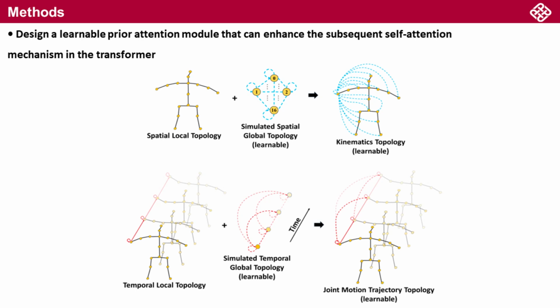Similarly, TPA connects the same joint across consecutive frames to build the temporal local topology, and it constructs a simulated temporal global topology by exploiting learnable vectors, dotted line, to connect the joints among all neighboring and non-neighboring frames. Then, TPA combines the two topologies to obtain a new topology called joint motion trajectory topology, which allows the network to learn both the temporal sequentiality and periodicity for the joint motion.